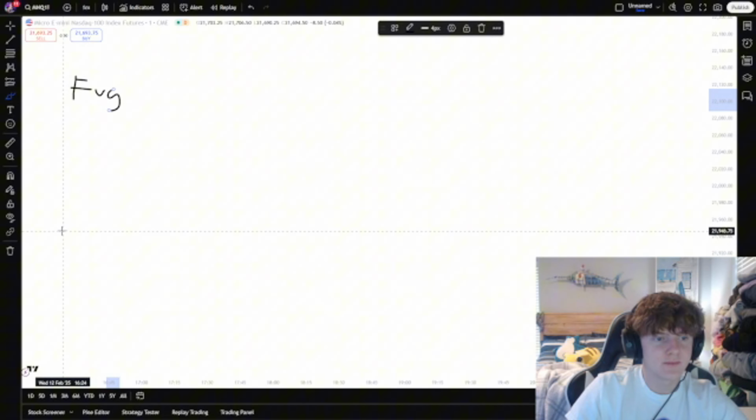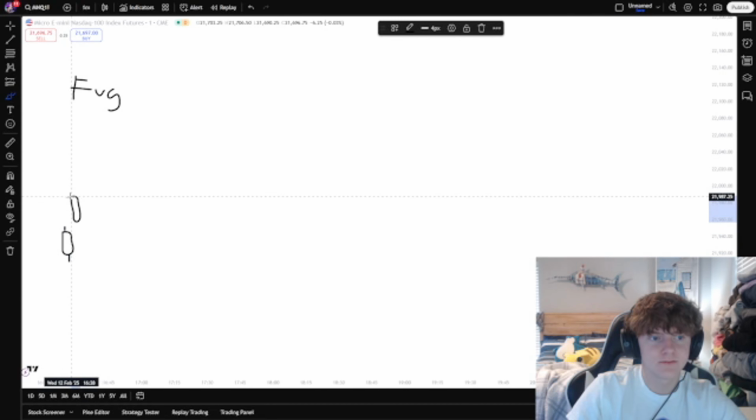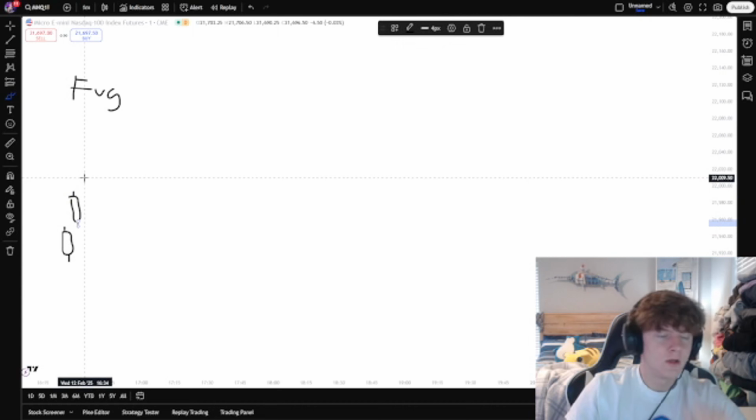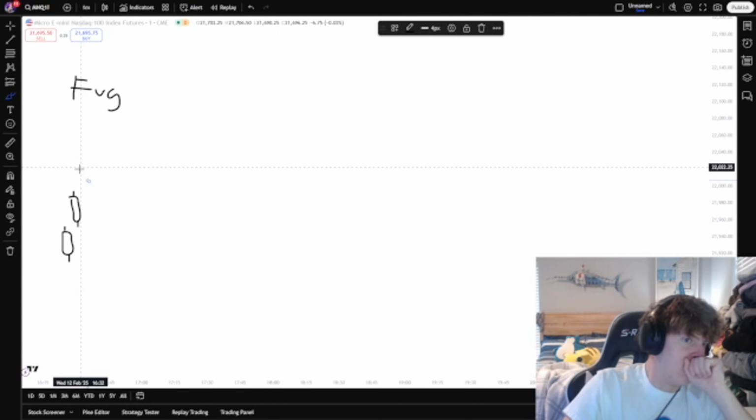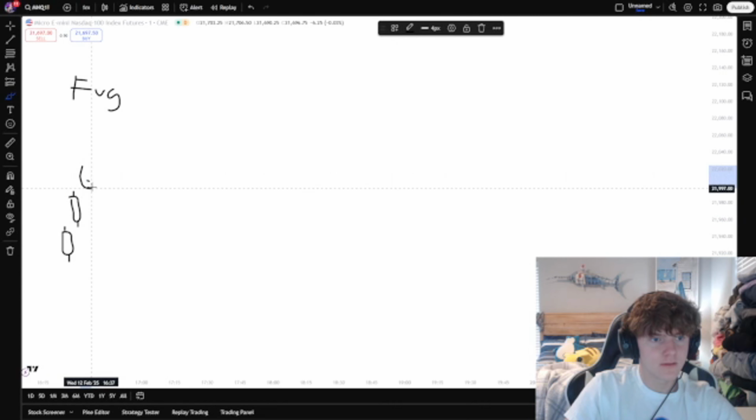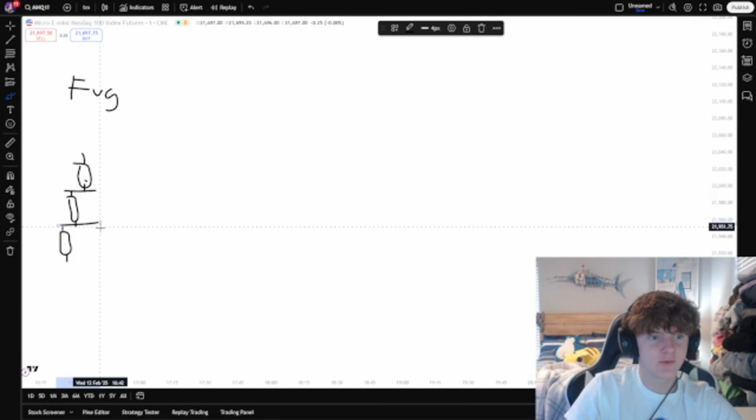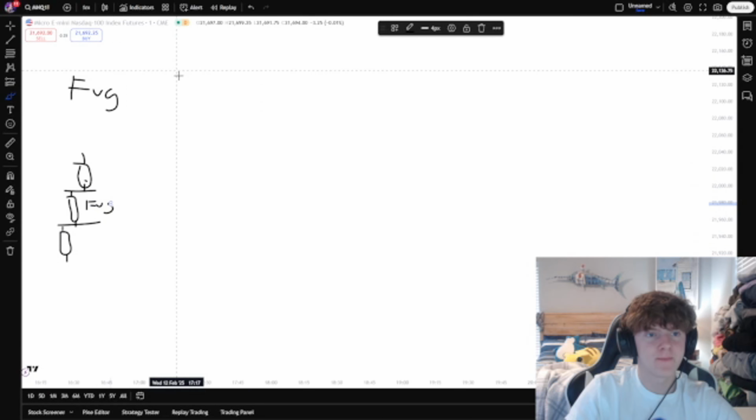A fair value gap is going to be when you have three different candles that are moving in one direction, and there is an imbalance or a gap in between the second one. So in this case, this would be our fair value gap.